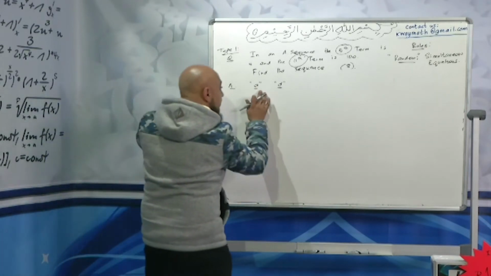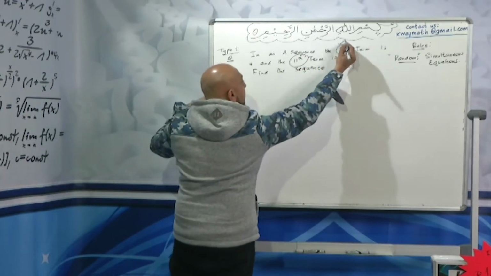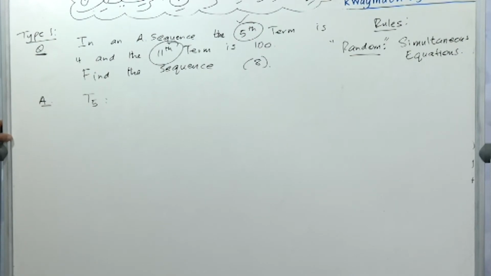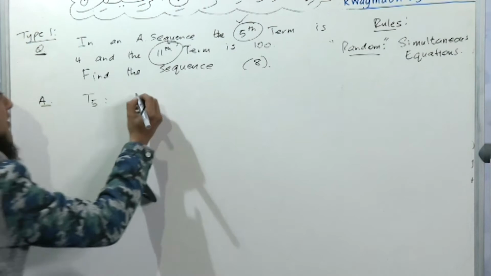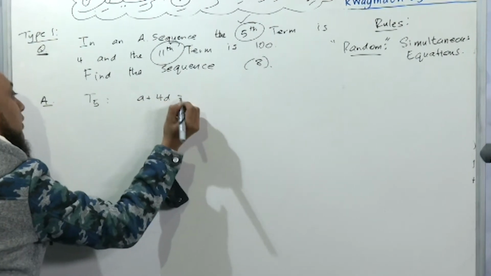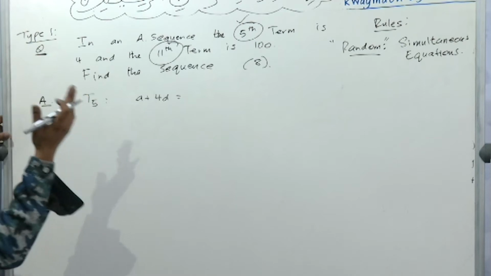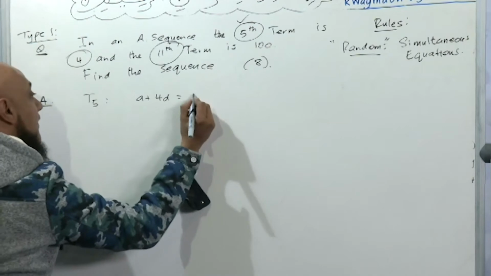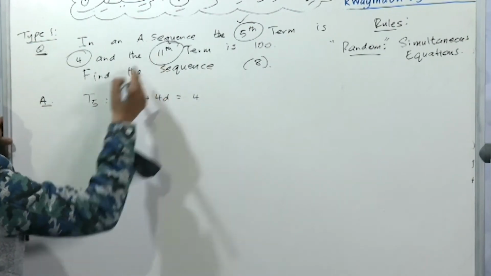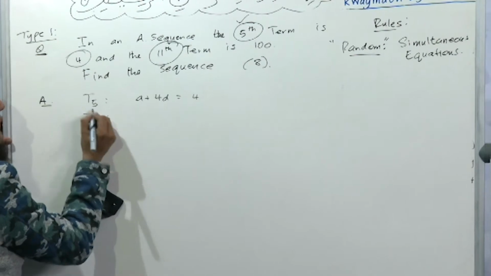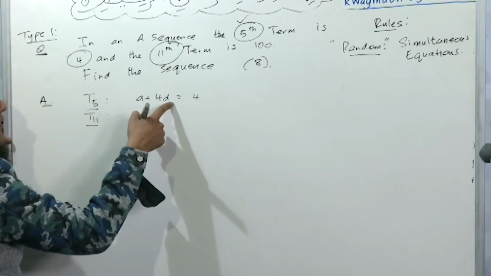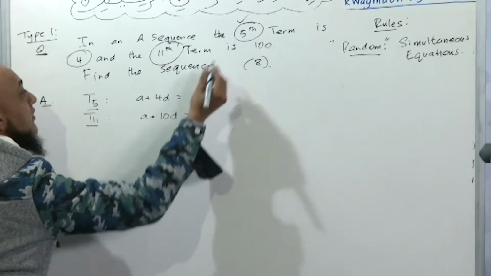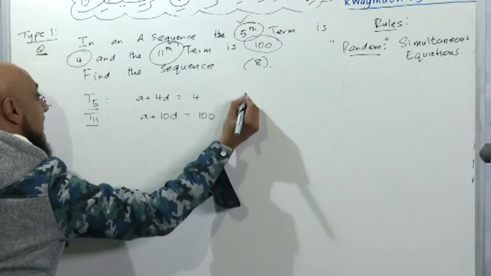So let's start. We're now solving for A and D. The 5th term, T5. What did we say from our mind map? T5 in arithmetic is A plus 4D. Remember we said term 10 was A plus 9D. So term 5, A plus 4D, is 4. And now they tell you term 11. If term 5 is A plus 4D, what do you think term 11 is? A plus 10D. A plus 10D is equal to 100. That's equation number 2.